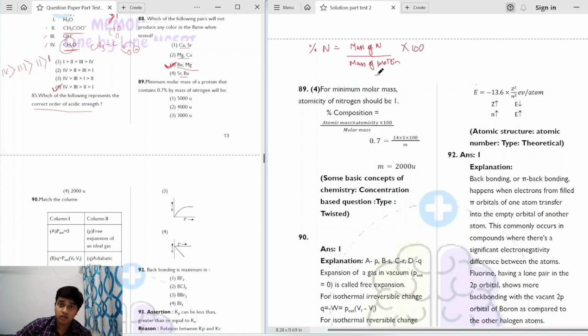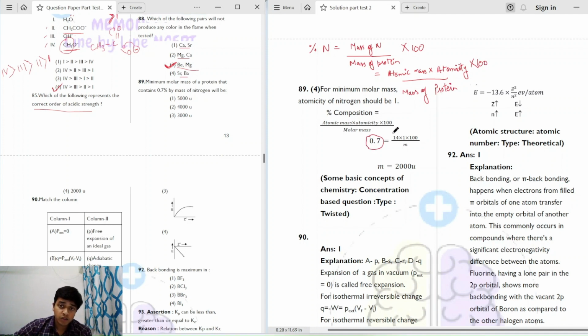The mass of nitrogen will be the atomic mass multiplied by its atomicity, the number of atoms present in one molecule of the protein, divided by the molar mass of protein, multiplied by 100. That will give us the percentage composition of nitrogen. The percentage composition of nitrogen is given to be 0.7.